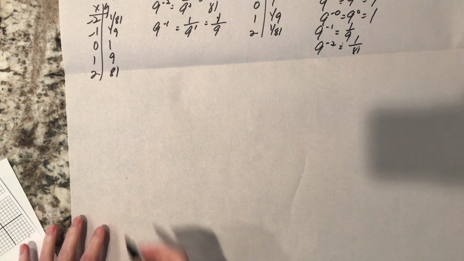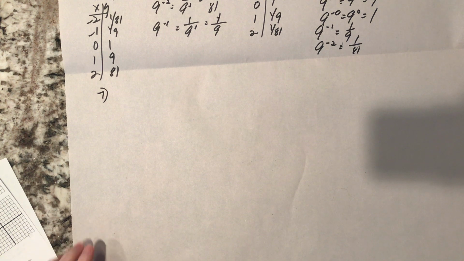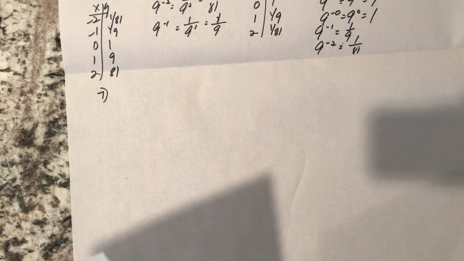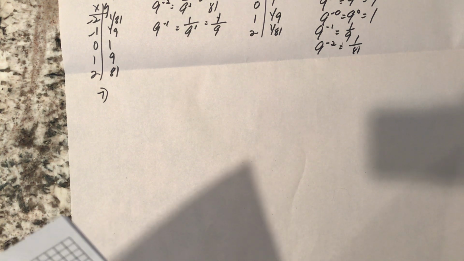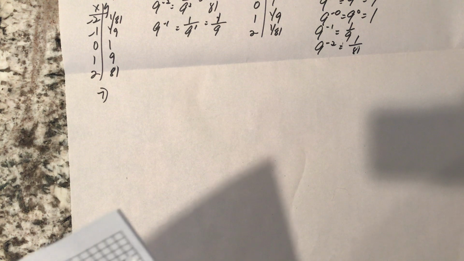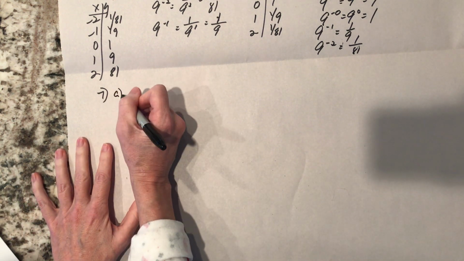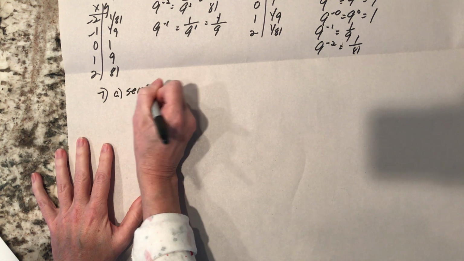Number 7. Find the accumulated value of $30,000 if it's left in an account for 5 years and the interest rate is 5.5%. We want to do this 4 different ways: semi-annually, compounded quarterly, compounded monthly, and compounded continuously. So let's first look at compounded semi-annually.